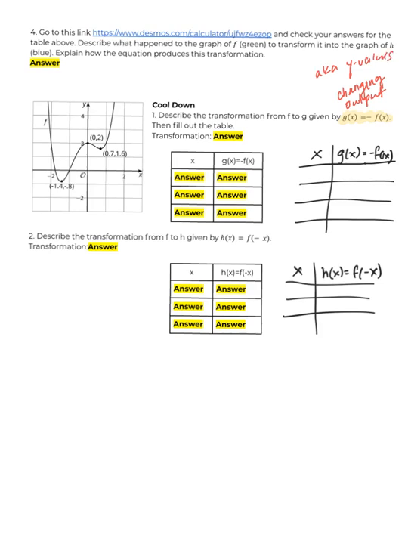Oops, I forgot to write the answer for number 4. Let me go back and just say reflection across y-axis. Okay, so let's come back down to the cooldown.